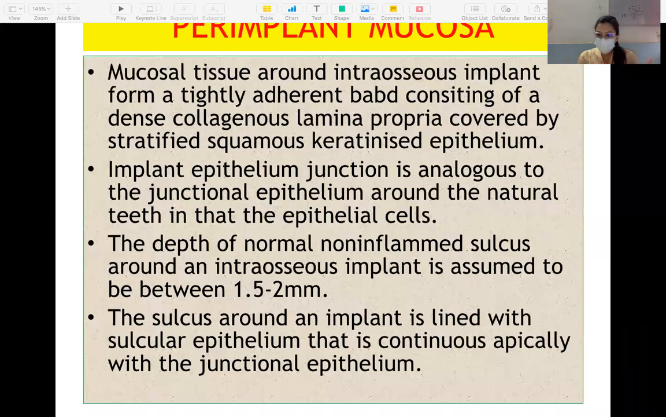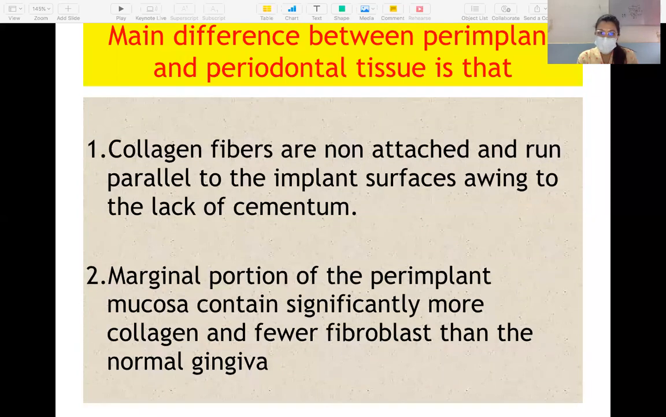The peri-implant mucosa is the mucosa surrounding the implant. I'll not get into detail. Okay, there are various differences between your periodontal ligament and your peri-implant tissue.